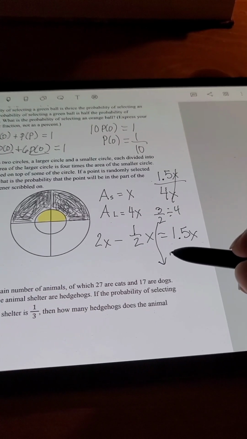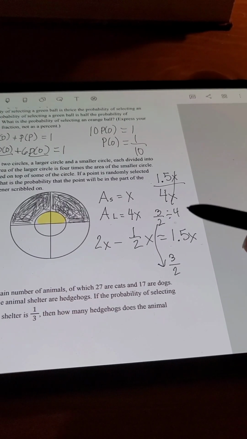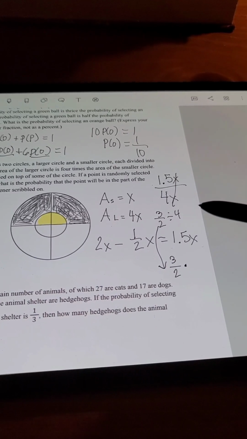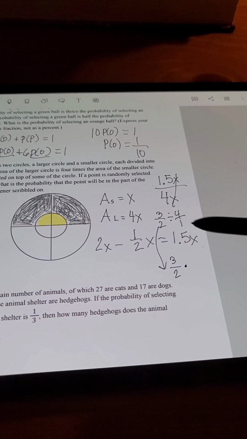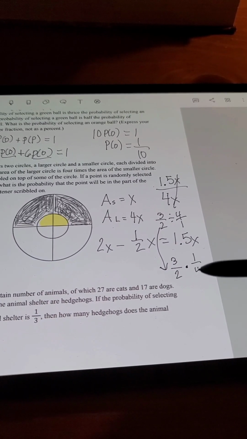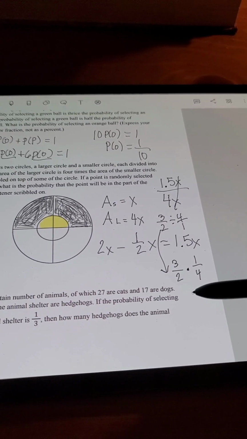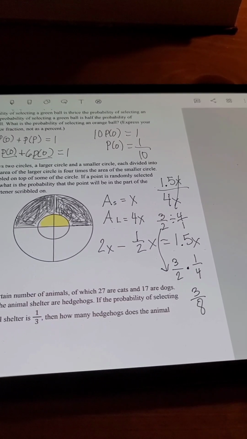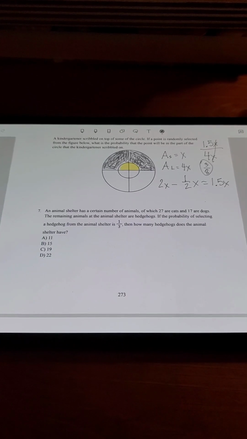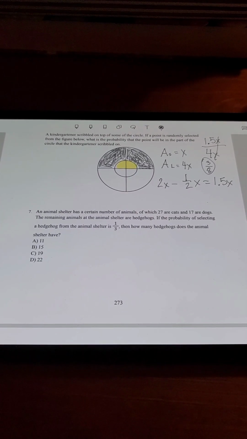Keep, change, flip says I'm going to keep 3 halves the same, change division to multiplication, and then flip 4 over 1 to become 1 over 4. So then that's going to turn into 3/8 as my answer. Okay, pause to read number 7 if you haven't already.